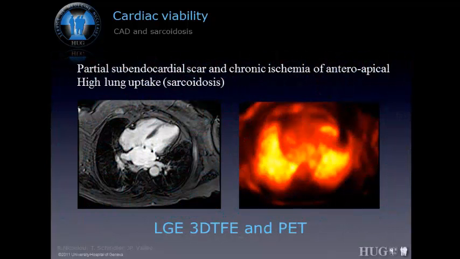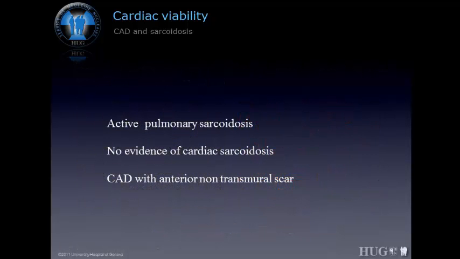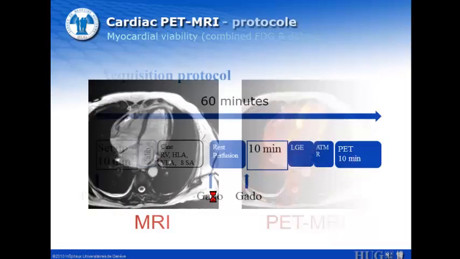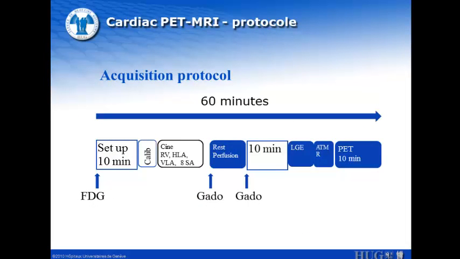When doing the overlay, we found active pulmonary sarcoidosis, but not sarcoidosis in the heart. So active pulmonary sarcoidosis, in this case no evidence of cardiac sarcoidosis, and CAD with an anterior non-transmural scar. So we can skip this.